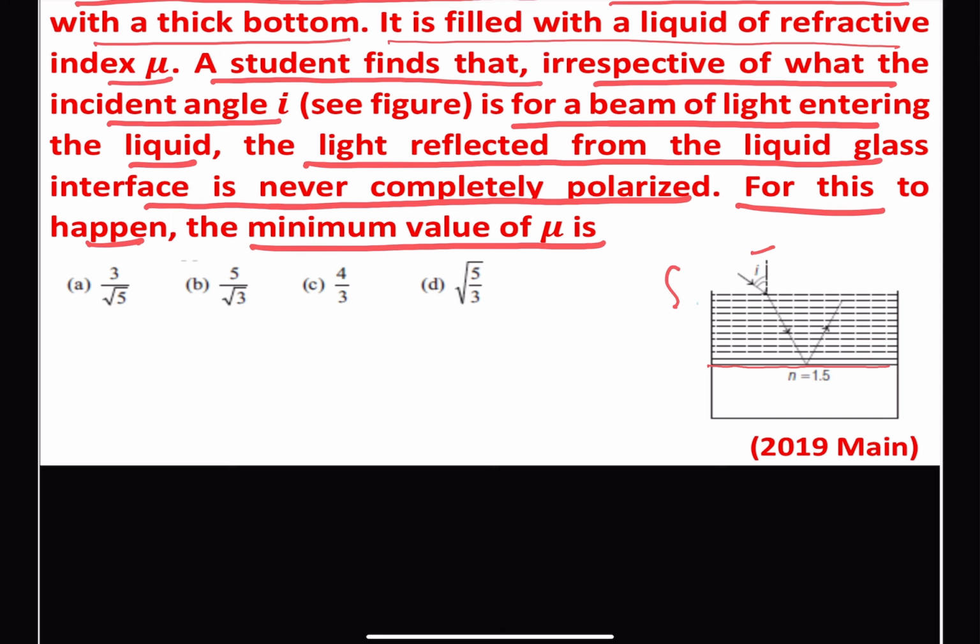And here it is talking about polarization, and for polarization we are going to discuss the relation between the Brewster angle and the critical angle. So we have to find the minimum value of mu, and this minimum value of mu will be decided by the relationship between the Brewster angle and the critical angle, and that relationship is that the sine of the critical angle is always less than the sine of the Brewster angle.